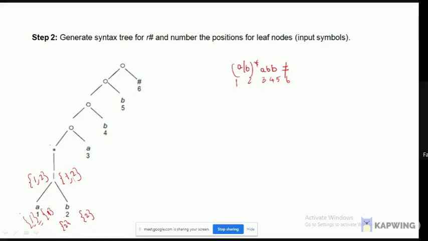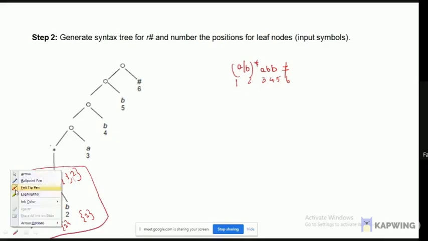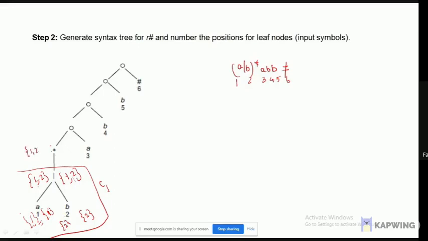And for the star node, whatever you are having in this child, this whole thing is taken as C1, any common complex expression C1. First position of the star is first position of C1. And similarly, last position is last position of C1. So we can just copy as such 1, 2, and here 1, 2.